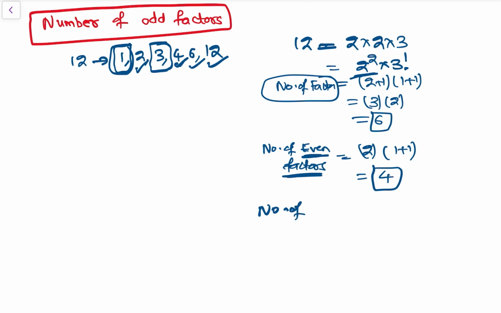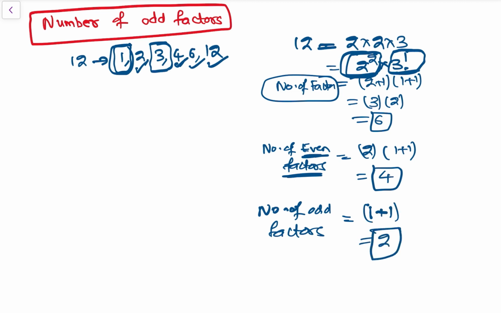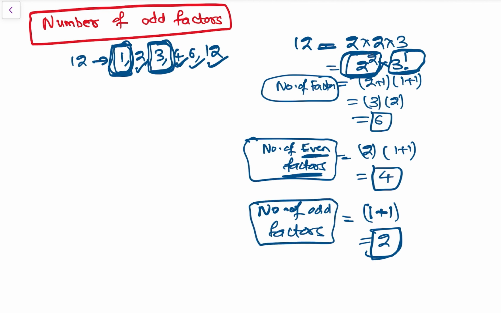Then the number of odd factors is equal to, in odd factors we don't take 2. We only take the odd numbers' powers. We don't take the power of 2, the even number's power. We just take the odd number's power and add 1. The odd number here is 3, 1 plus 1, that is 2. So there are 2 odd factors, that is 1 and 3. That is the number of even factors and the number of odd factors.